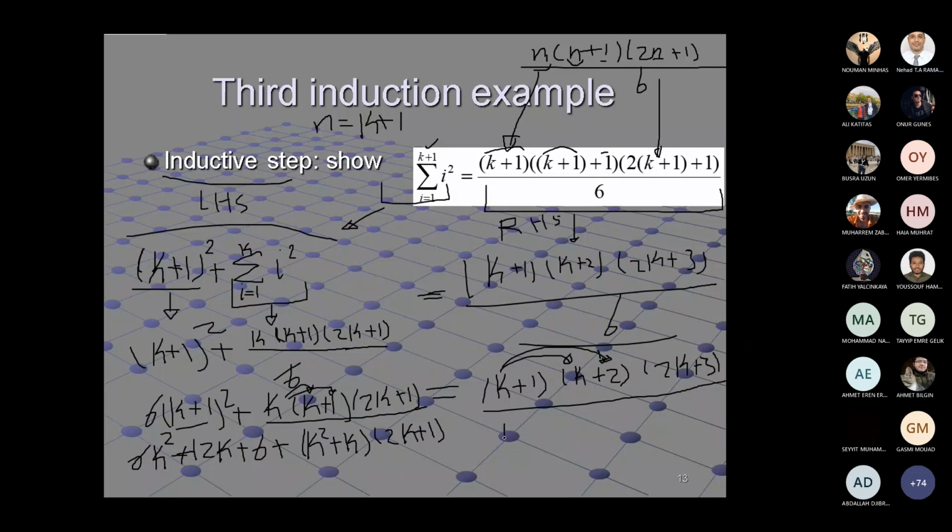Okay, so this one must be equal. This left-hand side, right-hand side. K to power 2 plus 2k plus k plus 2. This all multiplied by 2k plus 3. Yes, it's long, yes. To make it short, we can take the final result.